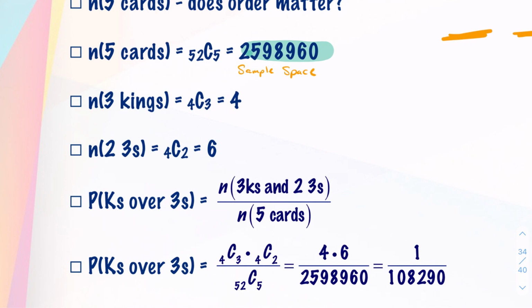Well, what this turns out to be is 1 over 108,290, which is a very, very, very small number.